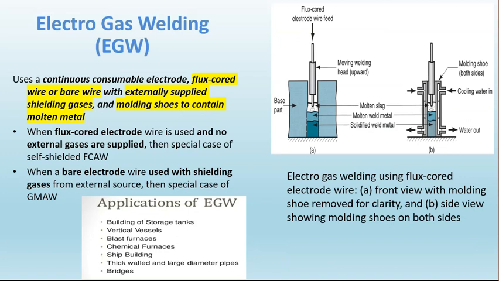Okay, this one is electro gas welding, in which they use a continuous consumable electrode, same as GMAW, flux core wire or bare wire with externally supplied gas. When you use the flux core electrode, there is no need for external gas. Applications of electro gas welding are building storage tanks, vertical vessels, blast furnaces, shipbuilding, thick wall and large diameter pipe, and also bridges. This one is not portable, so it takes a longer time.